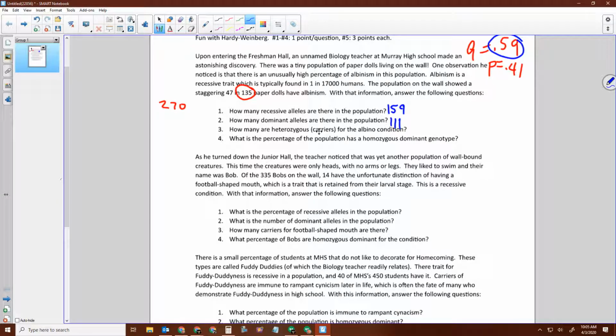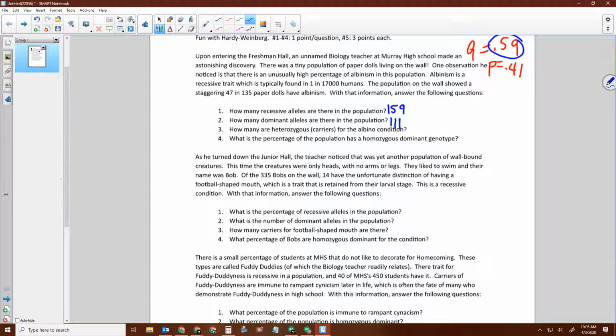...are carriers for the albino condition. Again, it's not asking us for a percentage, so we have to be careful here. There are 135 individuals in this population, and I need to know how many of those are heterozygous. And so how do I do that?